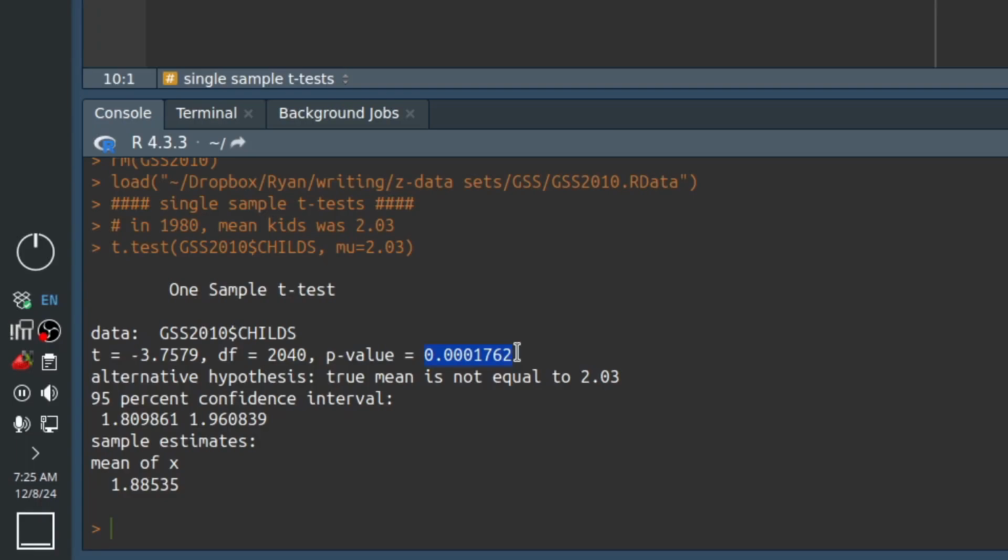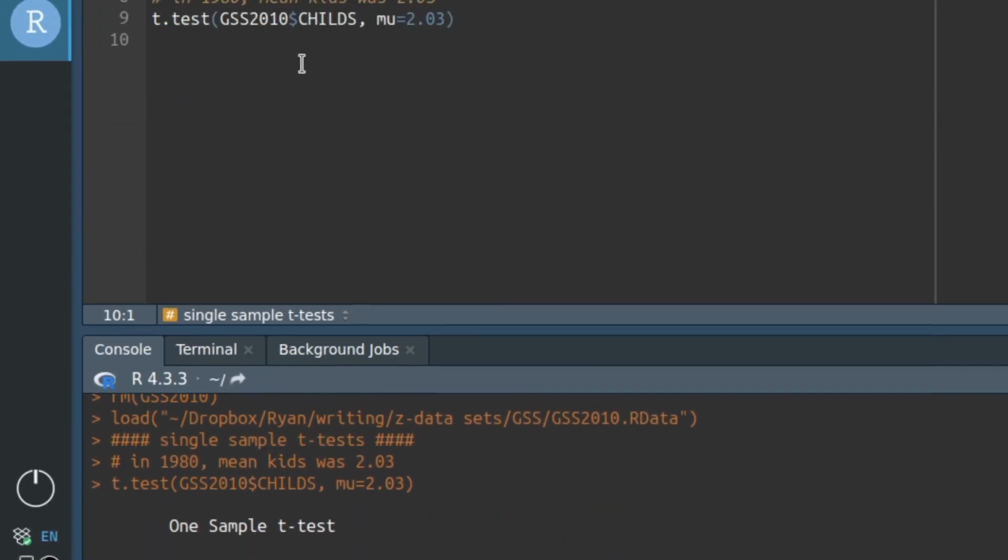And then we would give our best estimate for how many kids people were having in 2010, and that would be 1.885. So the average number of kids has actually declined over time. So that's our first one.